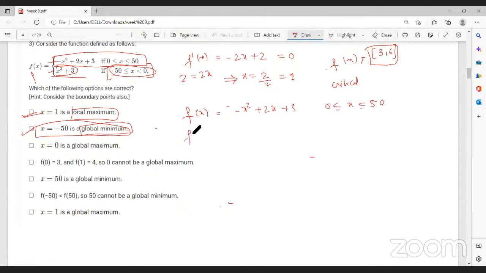So how do we find that? f dash of x, the derivative. Here you can see it is minus 2x plus 2. If we equate it to 0, we'll get x equals to 1, right? Yes, sir. Now take the second derivative of this function.